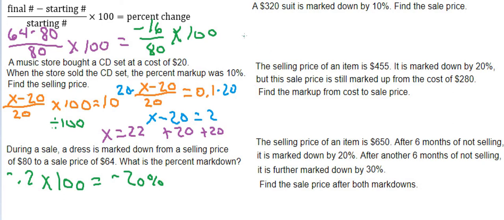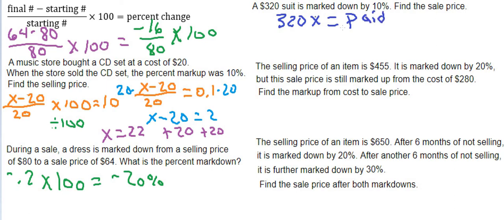The next one is a $320 suit is marked down by 10%. We're going to find the sale price. So this time I'm going to have us think through this. If we have a price, which is $320, and we're going to times it by some number, and that's going to equal the price we pay, the paid price here. So I'm going to go back to the X.